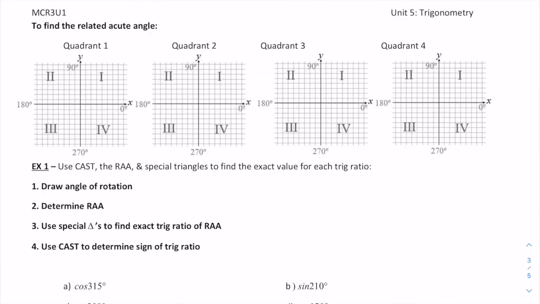Our next step is to start finding our related acute angles. When we find our related acute angles, we want to keep in mind our special angles from our special triangles earlier, and those were 30 degrees, 60 degrees, and 45 degrees. So we want to find all of the angles that have related acute angles just like this.